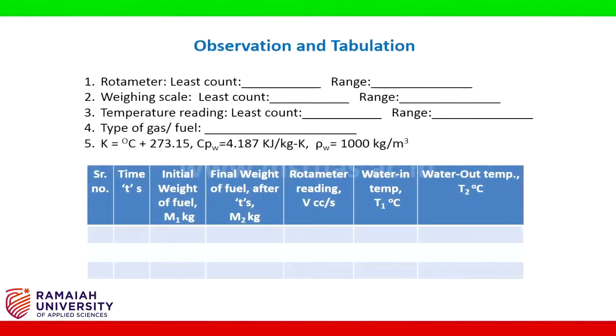Observe and note down the following: rotameter, least count and range; weighing scale, least count and range; temperature reading, least count and range; type of gas or fuel; K equals C plus 273.15; Cp equals 4.187 kilojoules per kg Kelvin; Rho equals 1000 kg per meter cube. Use the following table to register the readings for different trials.